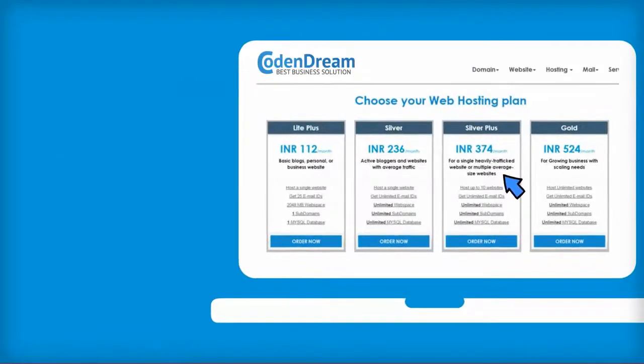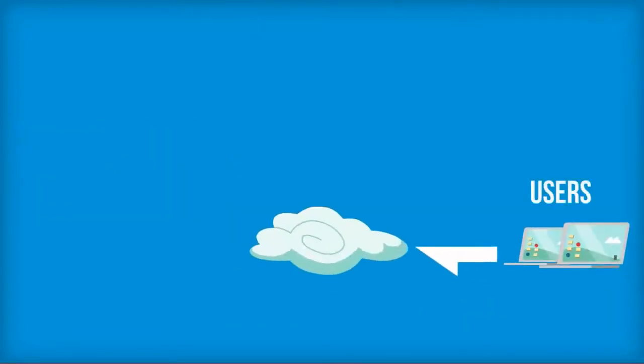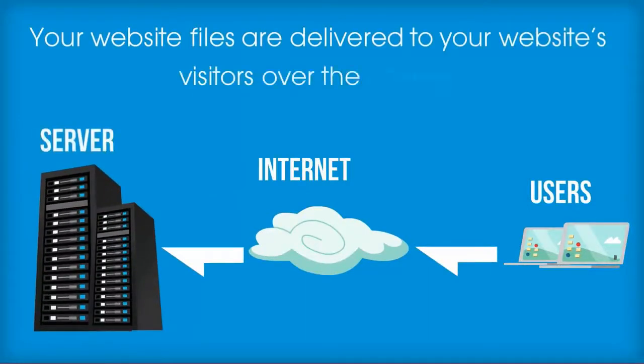When you buy your web hosting plan, the service provider allocates a definite amount of storage space on their servers. So when people visit your website, the computers connect to your web hosting provider's servers where your website's files are stored and delivered to the individual users, and your website is shown to them.